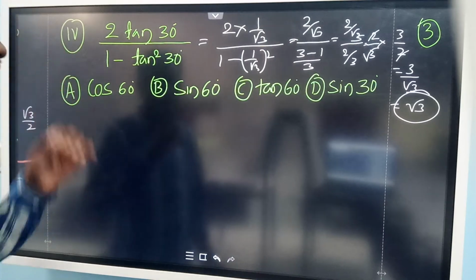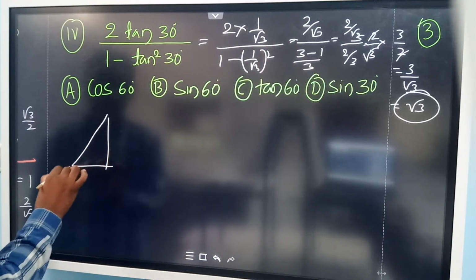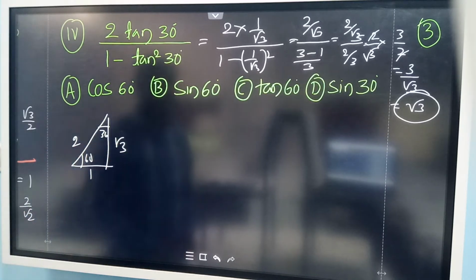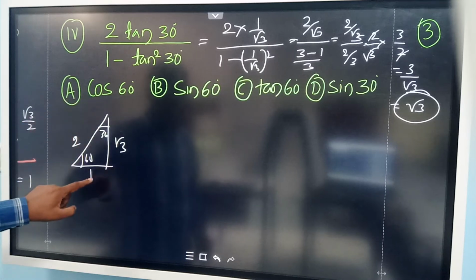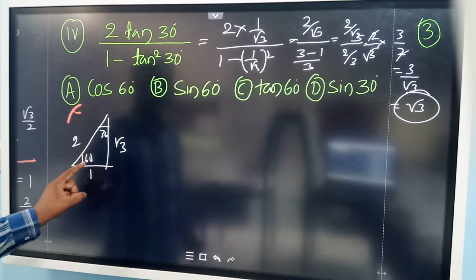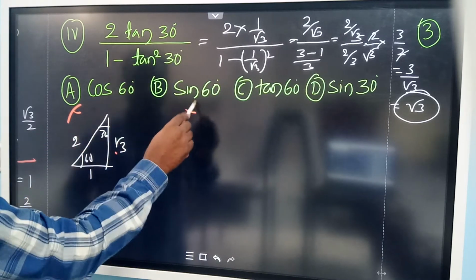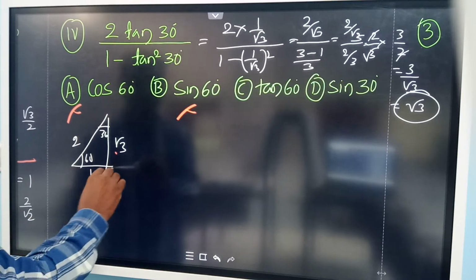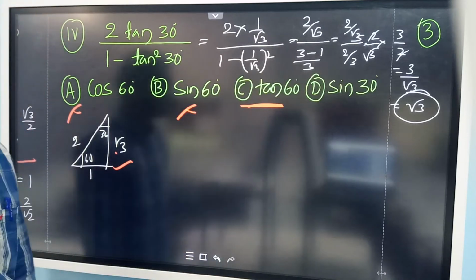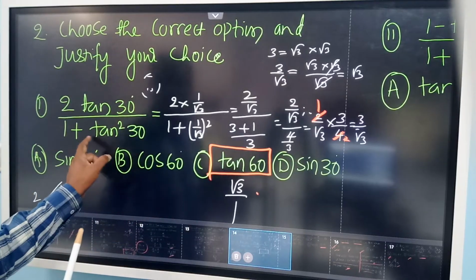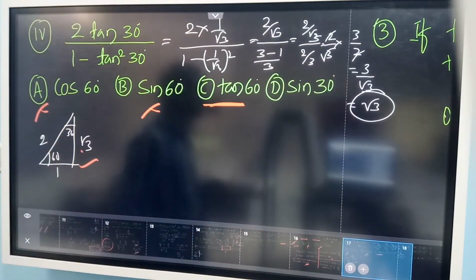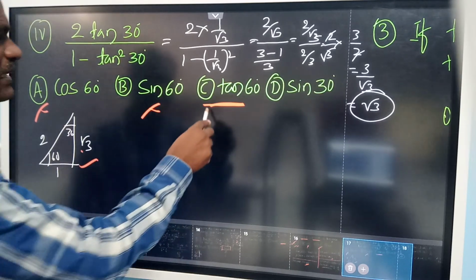So for which value will you get root 3? Remember this diagram: 60 degree, 30 degree, 1, 2, root 3. Cos 60 is 1 by 2, this is not the correct answer. Sin 60 is root 3 by 2, not the correct option. Tan 60 is the correct answer. This is 1 minus tan square 30 degree, not 1 plus, that is the difference. So the correct option is tan 60 degree.